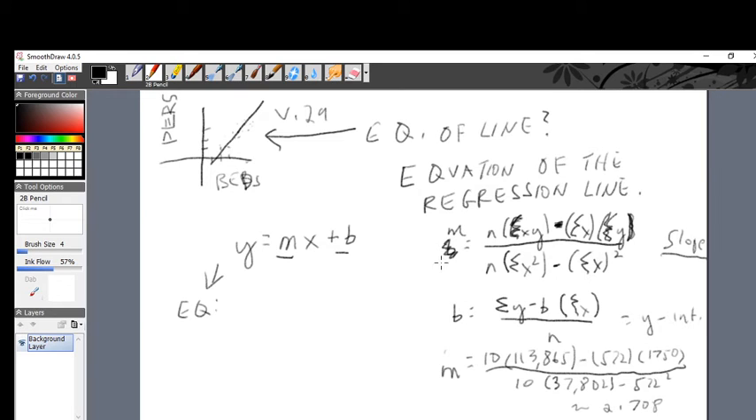Okay, that's the slope. Sorry, this is a little bit mixed up, but I'm running out of time. I can't afford to go over 15 minutes. It won't work. Hold on.